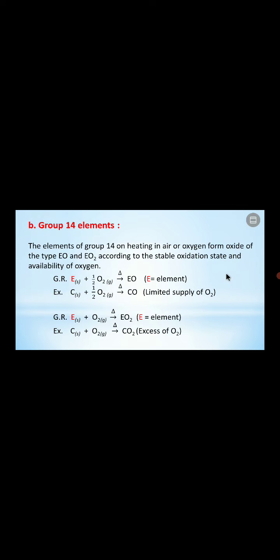Also group 14 elements. The elements of group 14 on heating in air or oxygen form oxides of the type EO and EO2 according to the stable oxidation state and availability of oxygen. The general reaction is E plus 1/2 O2 gives EO. Example, carbon plus 1/2 O2 gives CO, which is in limited supply of oxygen. General reaction number 2, E plus O2 gives EO2. Example, carbon plus oxygen gives carbon dioxide, which is in excess of oxygen.